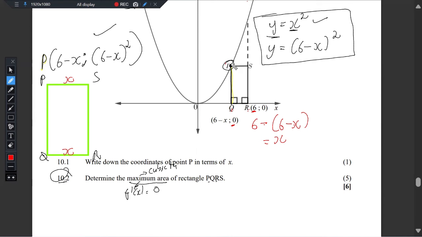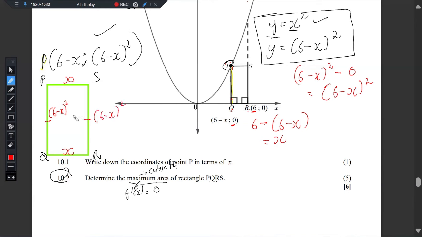So again, if we were trying to find the distance in between here, I would say 6 minus x squared minus 0, which you do agree would still be 6 minus x, and then square. So this length here would be represented by 6 minus x and then square, which would be equal to this length here, 6 minus x and then square.